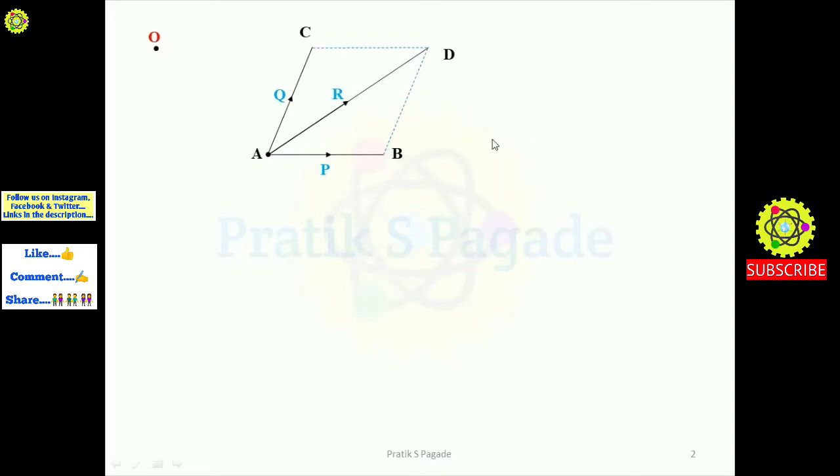Now suppose we connect this line with point O, as you can see here. Further, we will connect this B point with O with the red dotted line, and we will also connect the C point with O. So the B point with O, and the A point with O, as you can see here, are the red dotted lines.